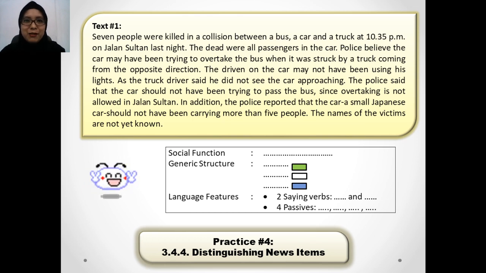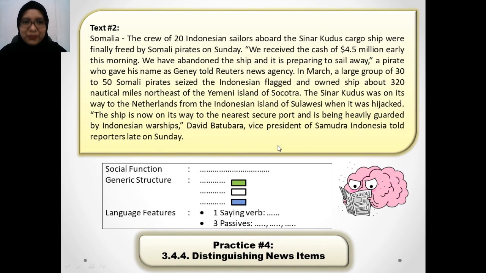You still want some more practices? I have another text for you. This one, alright, in this text, you should be able to find one saying verb and then three passives. Okay, how about that? Remember, as the famous saying says, practice makes perfect. So the more you practice, the more chances you'll be perfect at it. Do you agree? Sure, it is true. Okay, please have a lot of practice with this text.